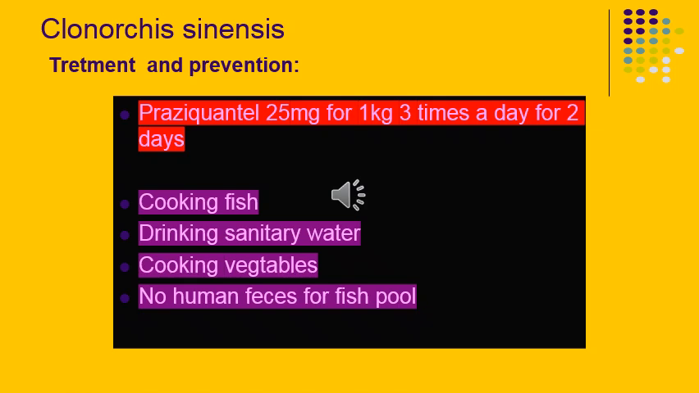In this slide, we are going to talk about the treatment and prevention of Clonorchis sinensis. The best way for prevention is cooking fish, drinking sanitary water, cooking vegetables, and no human feces for fish pools. Of course, treatment is using praziquantel 25 mg per 1 kg, 3 times a day for 2 days.